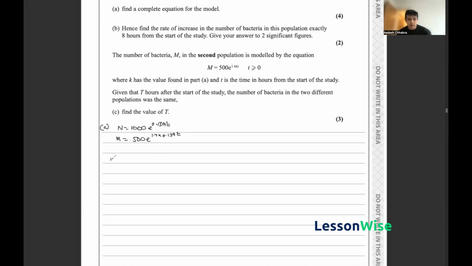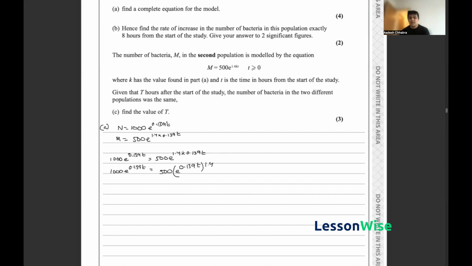So if I equate 1000 e to the power 0.139T is equal to 500 e to the power 1.4 times 0.139T. And if we realize that this power of e on the right hand side is simply equal to 500 times e to the power of 0.139T to the power of 1.4, this becomes very easy to simplify.